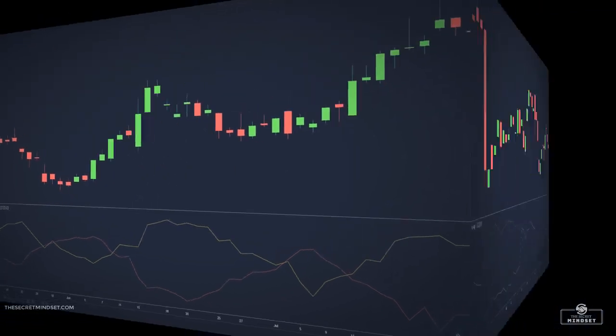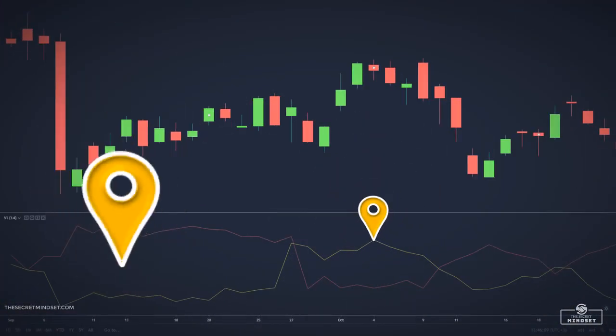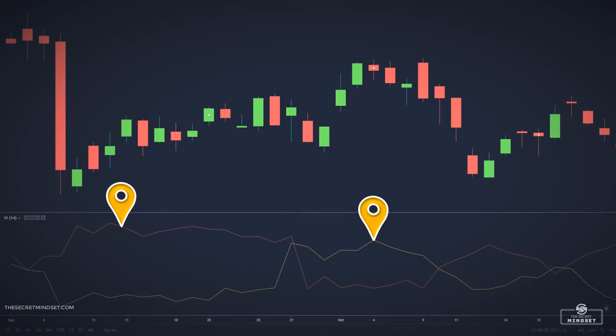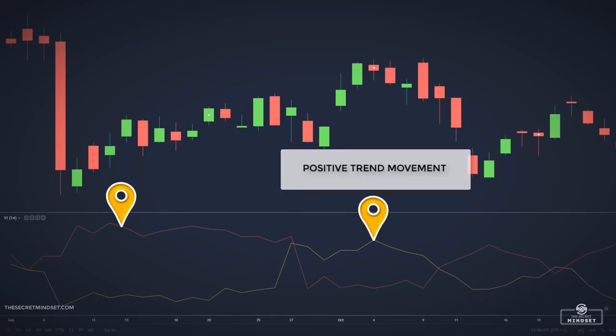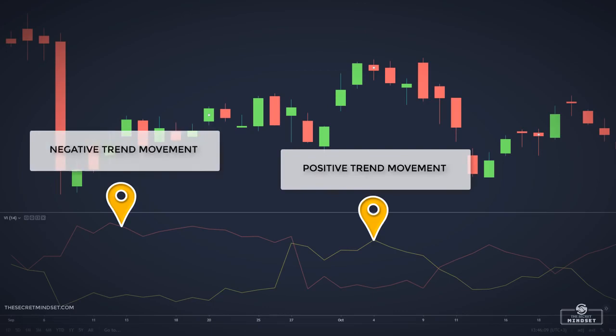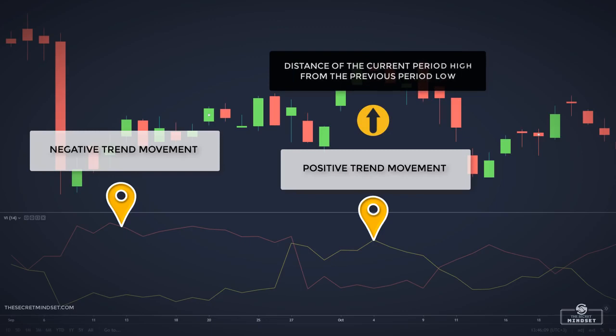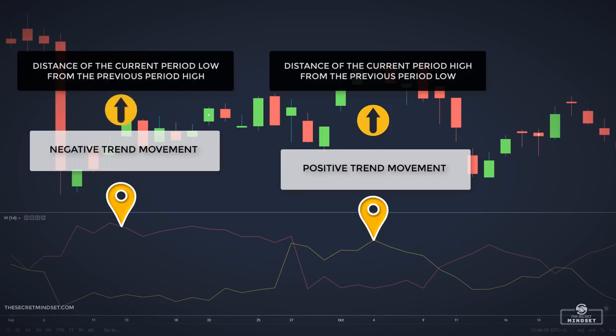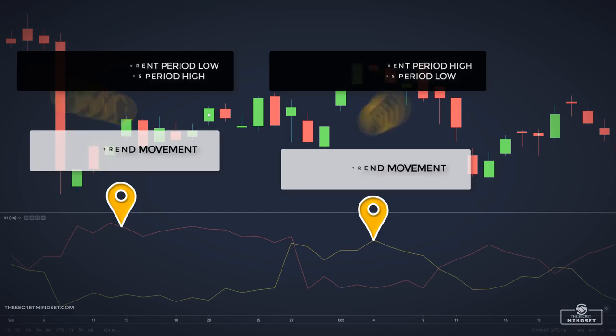The Vortex indicator includes two trend movement lines plotted in a separate window, called the positive trend movement and the negative trend movement. The positive trend movement represents the distance of the current period high from the previous period low, and similarly, the negative trend movement represents the distance of the current period low from the previous period high.